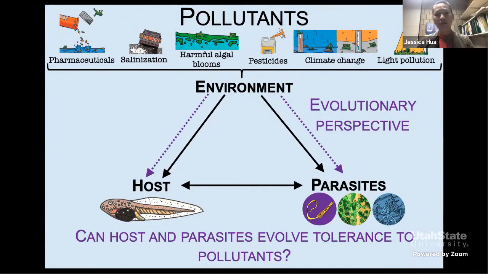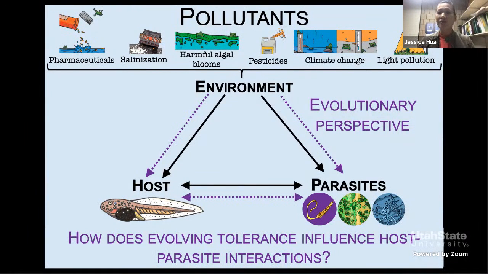More specifically, trying to build on this framework, we asked a few questions, including, can hosts and parasites evolve tolerance to pollutants? And if they can, are there costs associated with evolved tolerance? And how might this then have ecological consequences in influencing this host-parasite interaction?